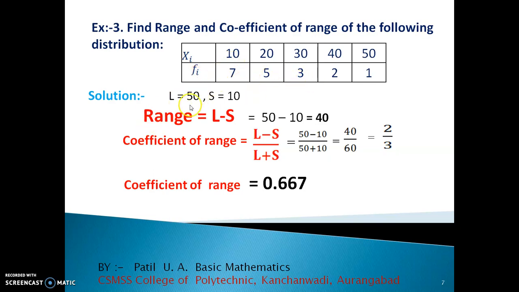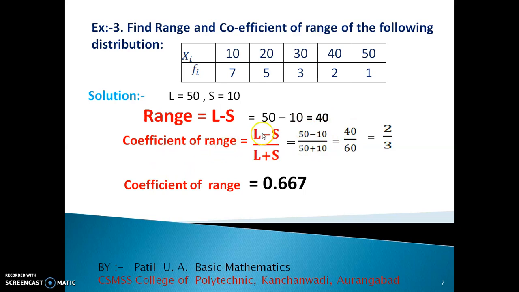Which values do we take for L and S? We take only the Xi column, not the Fi column. Take only the Xi column, meaning the class intervals. We take L and S from the class intervals. Okay, now we use the formula of range: L minus S, 50 minus 10 equals 40.